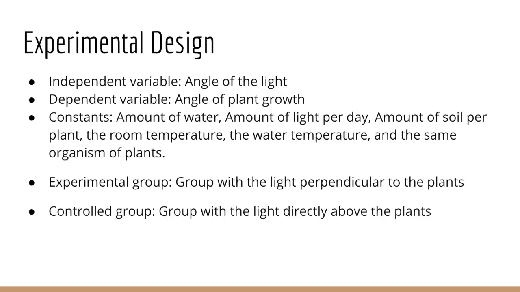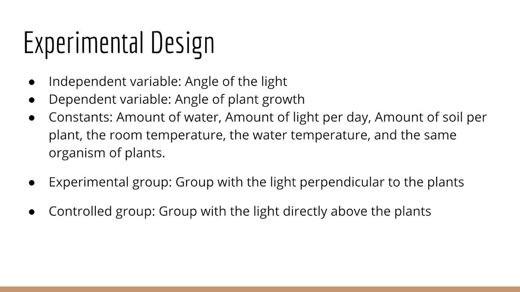In experimental design, the independent variable is the angle of the light, either perpendicular or directly above the plants. The dependent variable is the angle of plant growth. The constants are the amount of water, half a cup, amount of light per day, 12 hours, amount of soil per plant, 2/3 of a cup, the room temperature and water temperature, which is approximately 22.2 degrees Celsius, and the same species of plants, which are all green beans.